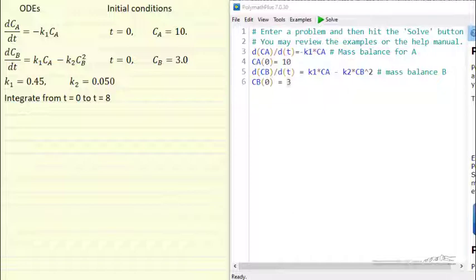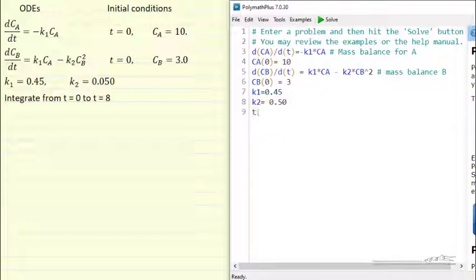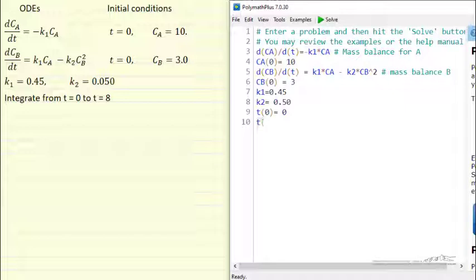So, two terms in the differential equation on the right side. The only difference is this is how we do raising the concentration of B to the second power. The only other things we need are the rate constants, so we have to enter K1 equals 0.45 and K2 equals 0.50. Now we have to tell PolyMath where to start the integration, so T, this means the starting point, in this case time equals 0, and then for the final, we use F, in this case it's 8.